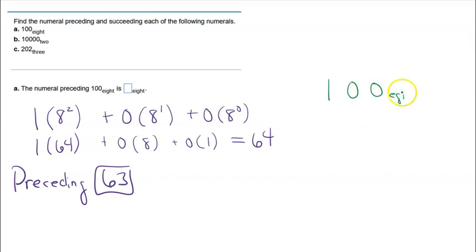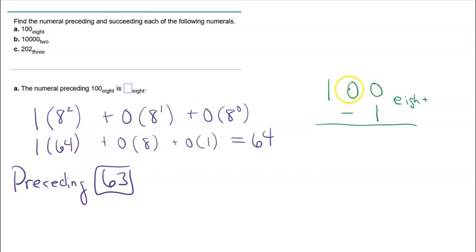And again, I cannot stop myself: 100 base 8. It gets a little old writing this little 8 every time. We're going to subtract 1. Now, 1 in base 10 and the number 1 in base 8 are written exactly the same way. So this 1 down here really is base 8, but it does mean just 1. And again, preceding, you're always going to subtract 1. Now, you see our big problem here. I cannot subtract 1 from a 0. So I'm going to have to borrow.